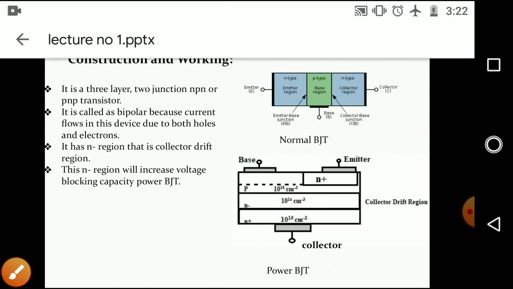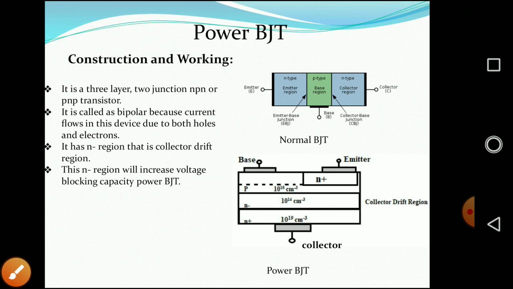Due to the presence of this higher doping level in a power BJT, the current gain, that is beta equals IC by IB, decreases, due to which the voltage gain remains increased here. So that is one more advantage of power BJT, due to the presence of the collector drift region. So this is the basic difference between power BJT and normal BJT.